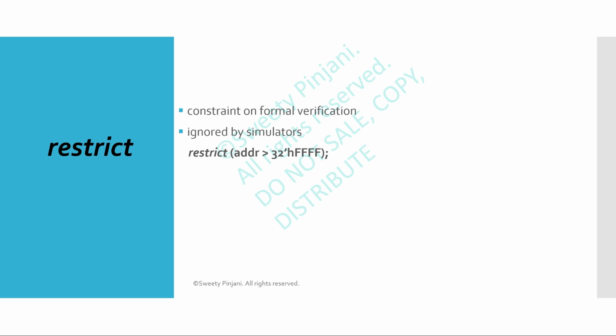This is an example. Say I want my addresses to always be greater than a particular value. Then what I will do, I will use restrict. My address should always be greater than this particular value. In case of formal verification, it will take it as a constraint. It will always generate addresses which are greater than this value. And in case of simulators, restrict will be ignored. These are different types of assertion statements.